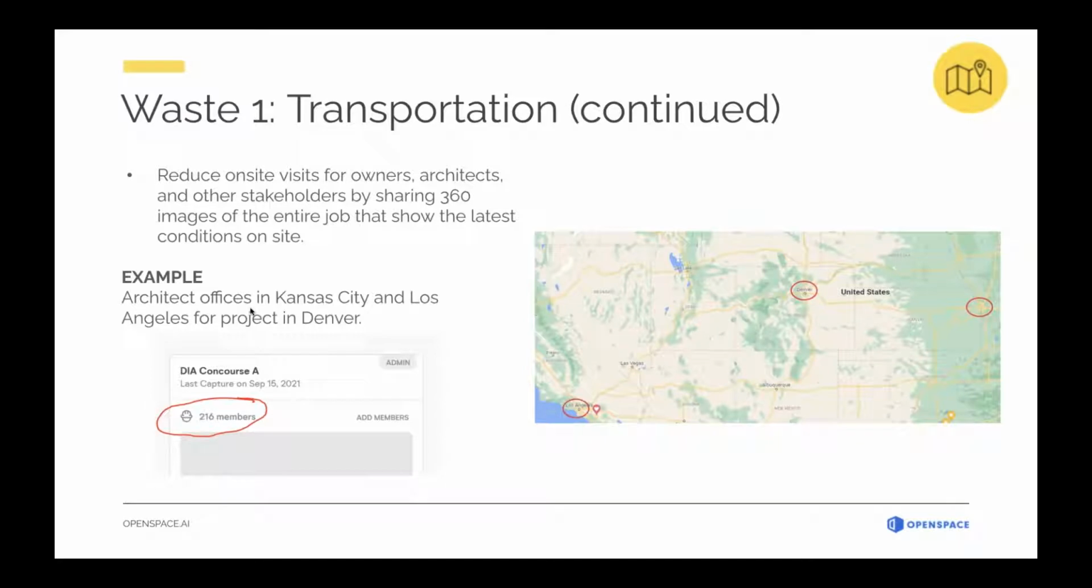Oh yeah, the architect offices in Kansas City and Los Angeles. So this is another example of access remotely, particularly when consultants or owners or others aren't on the job site. And again, particularly in this COVID environment, being able to access remotely is critical to sharing information and sharing status of the project. So, I think on our Concourse B project, like 50, 60, 70 members. Here we have 216. Next.